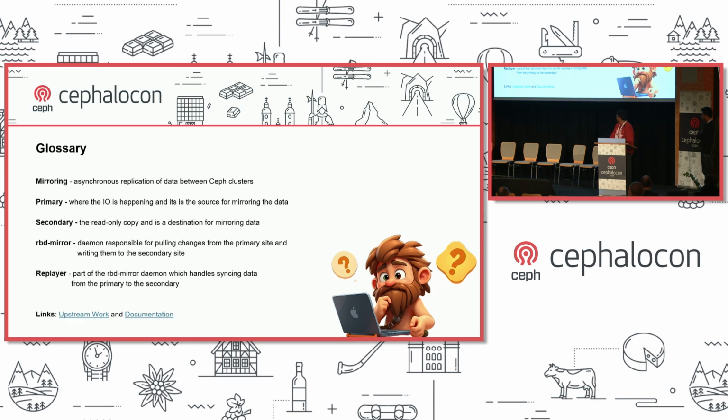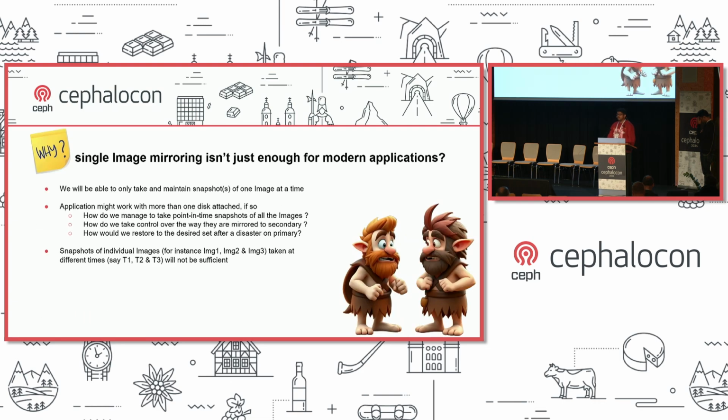There are links to the upstream work and the documentation, thanks to Mikola, who started this work more than 4 years ago. We pulled that from there and then changed the design a bit, but most of the functions which we use remain the same. So as part of this presentation, let's keep it crisp. We'll be talking about why, what, and how of consistency group snapshot mirroring.